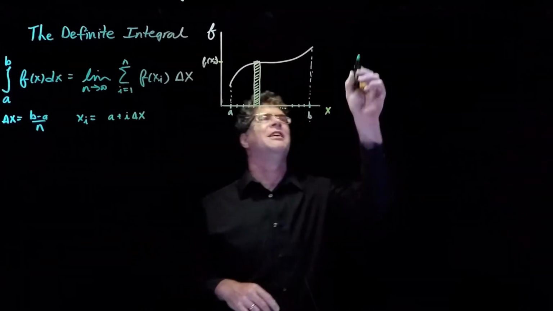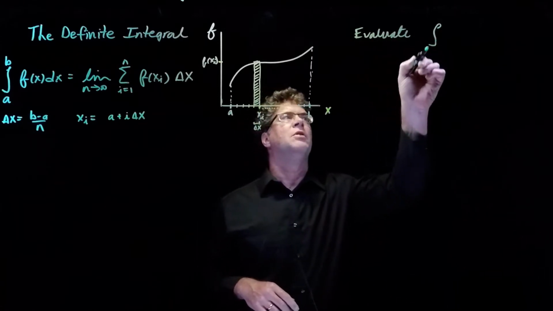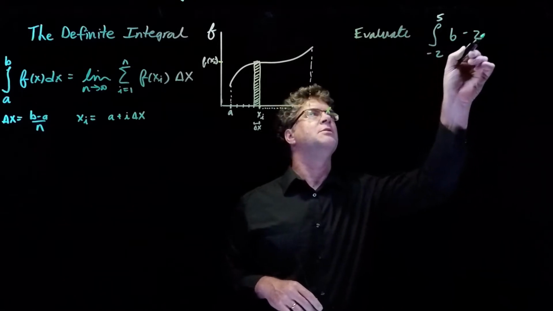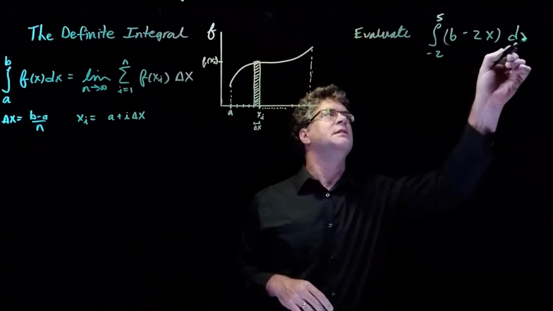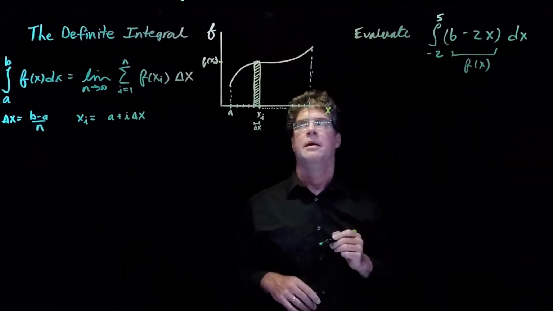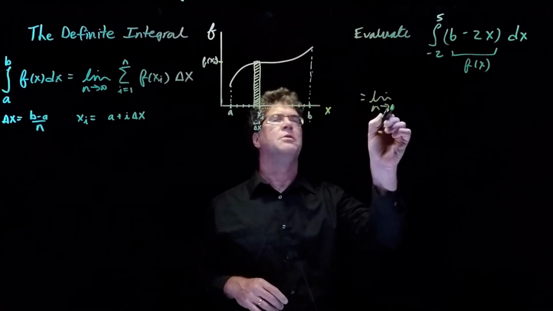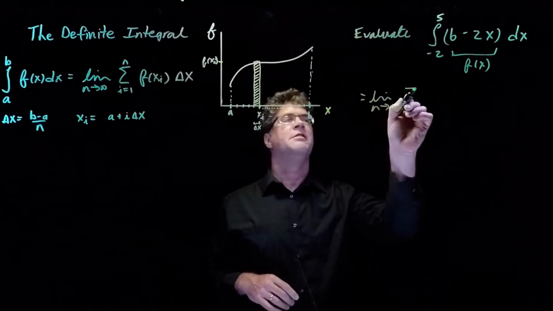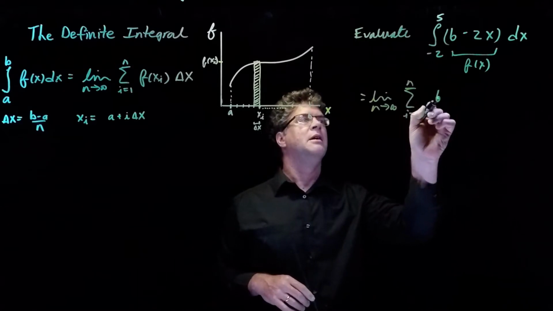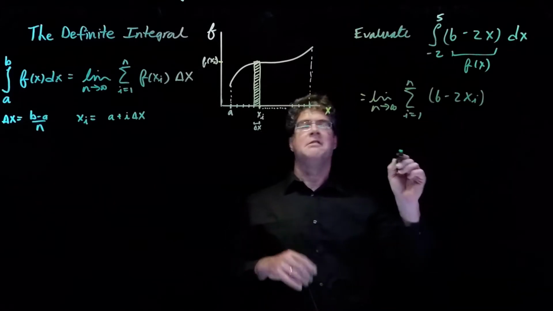Okay, so let's apply this now. Let's evaluate the definite integral from minus 2 to 5 of 6 minus 2x dx. This is our function, f of x, right here. So we know that this is equal to the limit as n goes to infinity of the summation i going from 1 to n of f of xi, so it'll be 6 minus 2 times xi, times delta x.